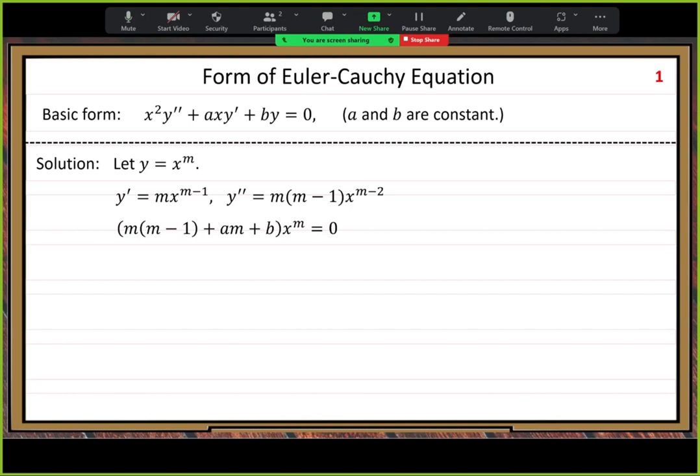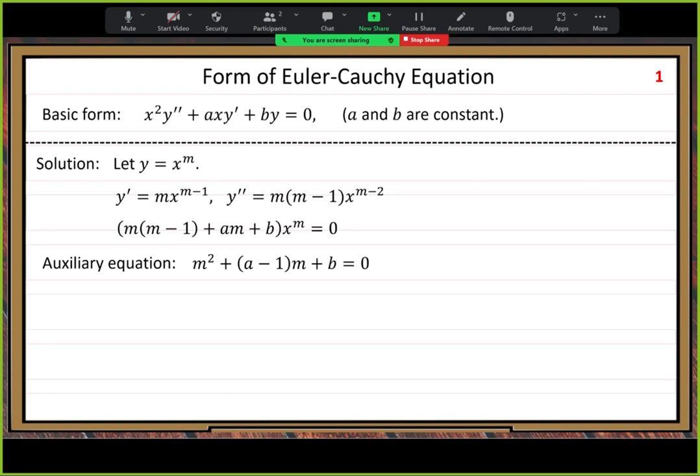Here, if we consider non-trivial solutions, x cannot be 0. If x is 0, it's a trivial solution, right? So we assume x is not 0, so we can remove the x to the n. Remove it, and we get a quadratic equation, an algebraic auxiliary equation.